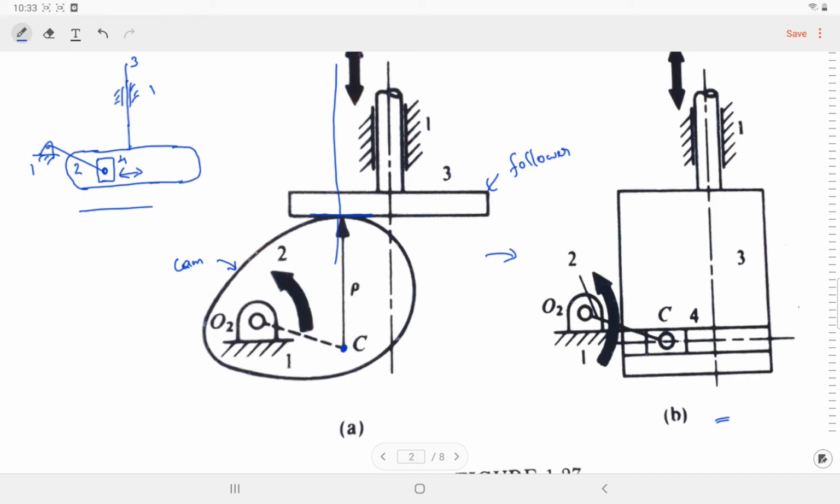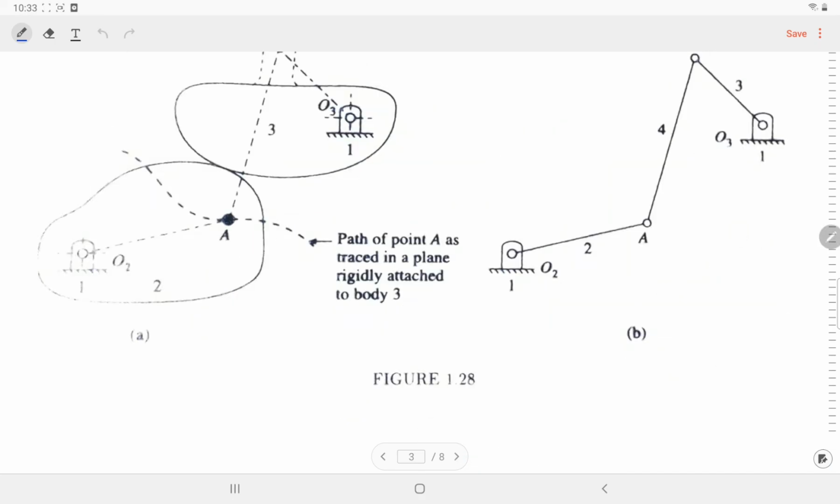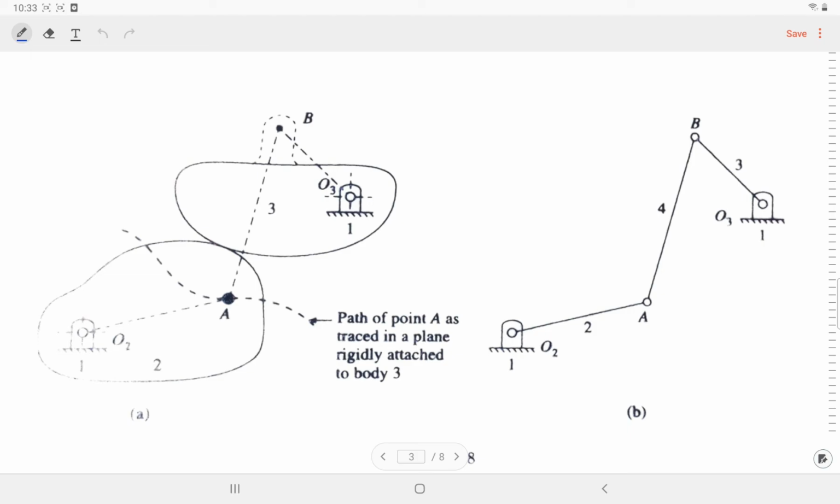Now the question is, is this the only possible one? For a given higher pair mechanism, is the lower pair mechanism unique? Actually the answer is no. For the same higher pair mechanism and the same configuration, we can construct very many lower pair mechanisms.